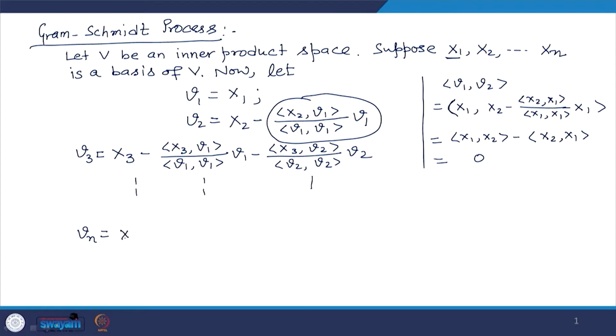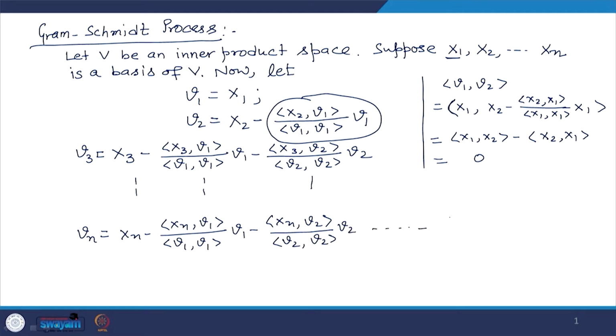Finally, for Vn I will have xn minus xn V1 upon V1 V1 multiplied with vector V1, minus xn V2 upon V2 V2 into V2, and so on, and finally I will have xn Vn minus 1 upon Vn minus 1 Vn minus 1 into Vn minus 1.